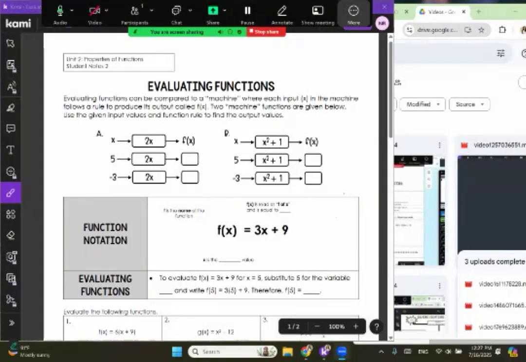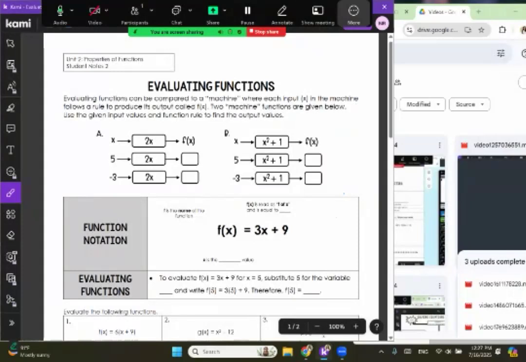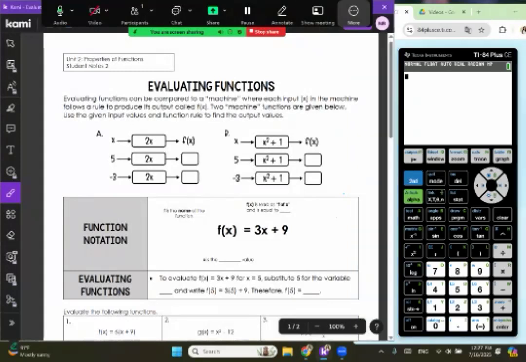Right, evaluating functions. Moving on to lesson 2 in this unit. Evaluating functions, yes, you will need a calculator. It's not heavy work though, promise. It's just another let's take it easy lesson, all right?